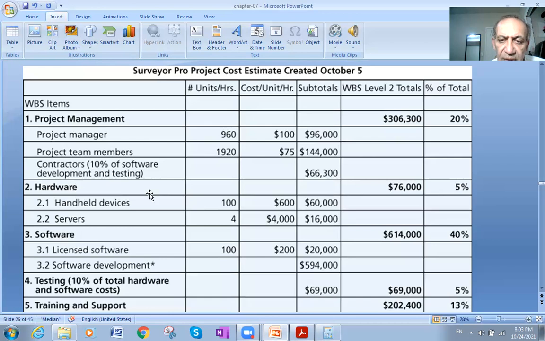Okay. Contractors are 10% of software development and staffing. So the contractors will take 66,300. Those are the costs of the project manager, the project team, and the contractors. How about if we calculate all of them together and see how much those three come to.